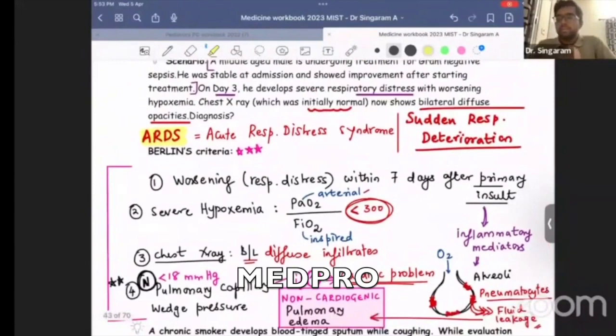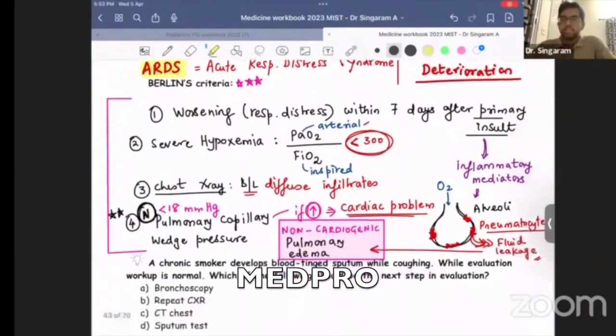It is a condition which you will encounter in the ICUs, where initially the patient may be looking normal, but within a few days, within 1 week, he worsens and develops a severe respiratory distress. That is what we call ARDS. Berlin's criteria helps you to diagnose that particular condition. I hope you're able to follow this, right?